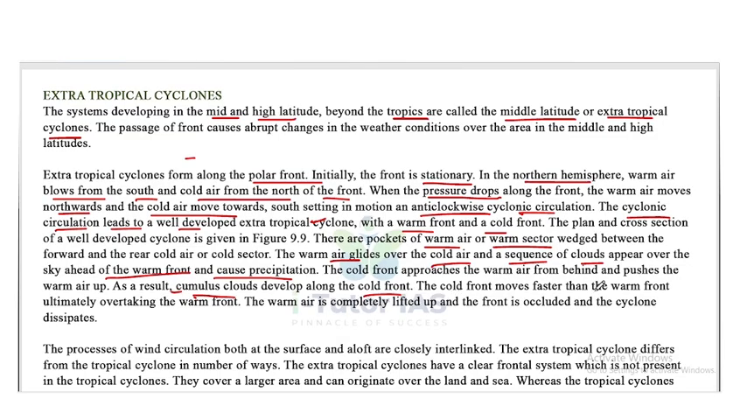The cold front moves faster than the warm front, ultimately overtaking the warm front. The warm air is completely lifted up, the front is occluded and the cyclone dissipates.